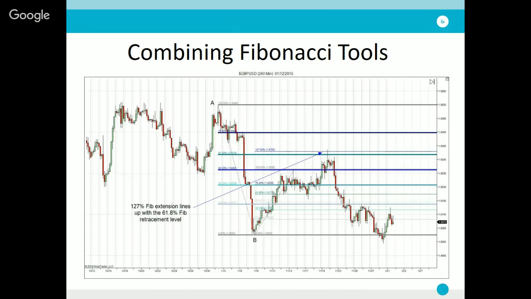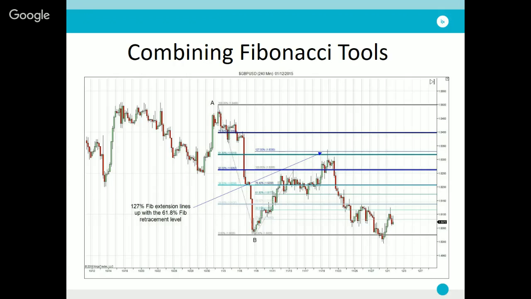So you can see, applying the extension tool to this move here, that the 127% extension level, which remember is one of the key levels we want to focus on, sits very closely with the 61.8% retracement of this move. So we have a key candidate here to monitor for a potential reversal. And so once we identify a reversal candle or reversal patterns at that level, we can feel confident in entering.